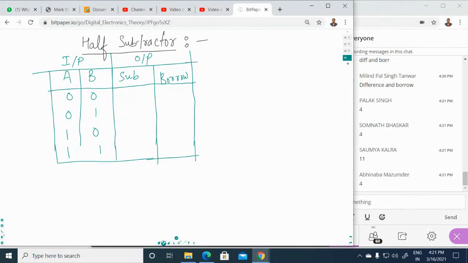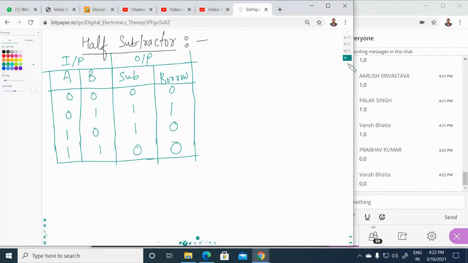Okay, if you want to subtract 0 from 0, what is the output right here? Quickly, all of you. Yes, borrow should be 0. Now, if you want to subtract 1 from 0, what is the subtraction? 1. Yes, borrow should be 1. Yes, you are right. Yes, Milind, borrow and subtraction should be 1. Now, if you want to subtract 0 from 1, its subtraction is 1. There is no borrow in this case. If you subtract 1 from 1, you will get 0. There is no borrow in this case.